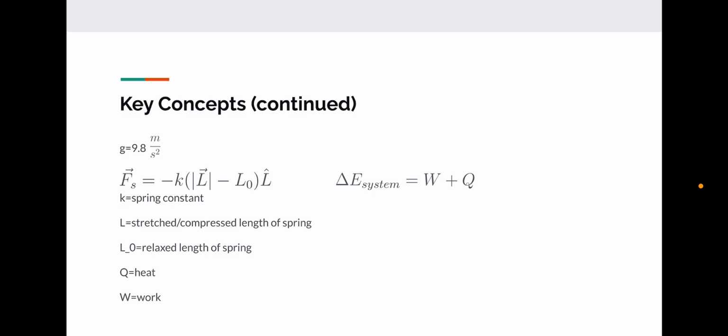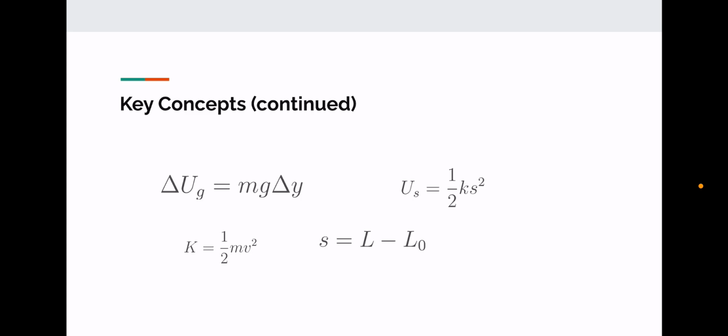Spring force equals negative k, the spring constant, times the difference between the magnitude of the stretched or compressed length of the spring minus the relaxed length of the spring, times L hat, which is the direction that the force is acting. Then we have change in energy of the system equals work plus heat. Lastly, change in gravitational potential energy is mg delta y. Spring potential energy is 1/2 ks squared, where s equals L minus L naught as before. And kinetic energy is 1/2 mv squared.